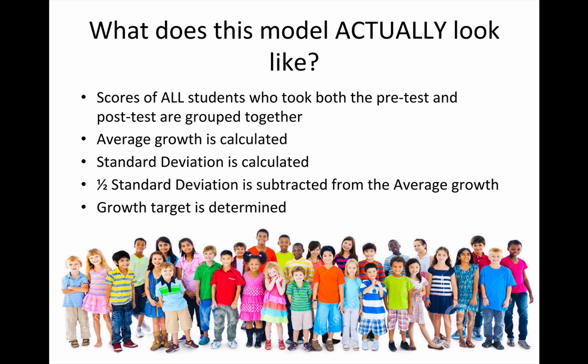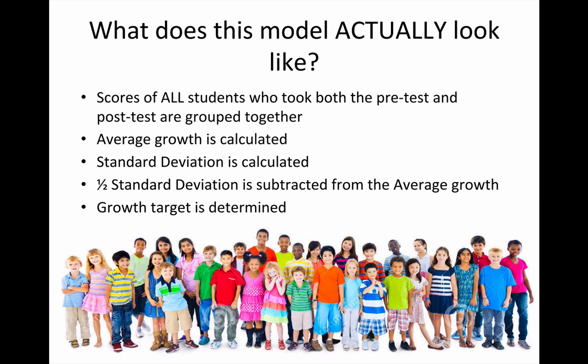For ease of understanding, let's pretend that the average growth for this group of students is 5. Said another way, about 50% of these students grew at least 5 points from the pre-assessment to the post-assessment. Now, let's say that the standard deviation for this group of students is 2 points. Half of 2 is 1.